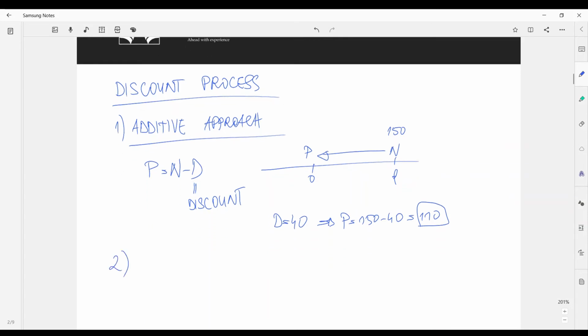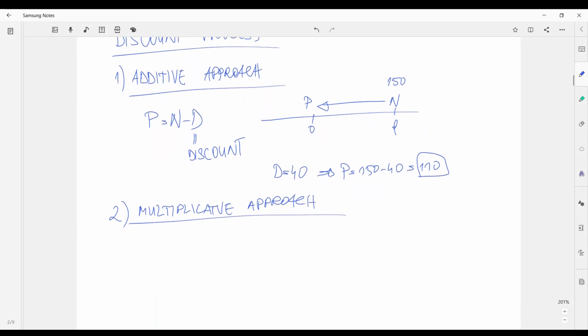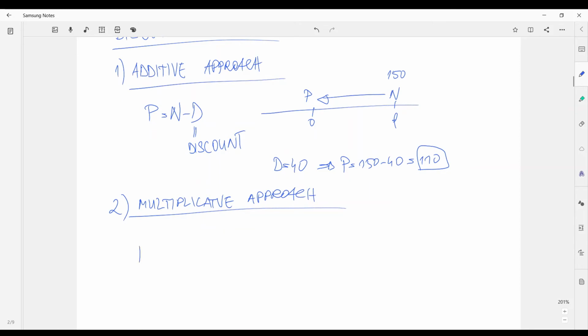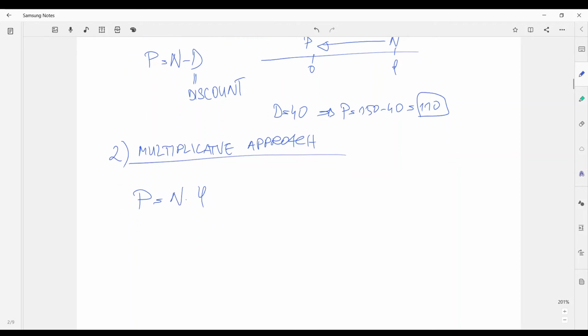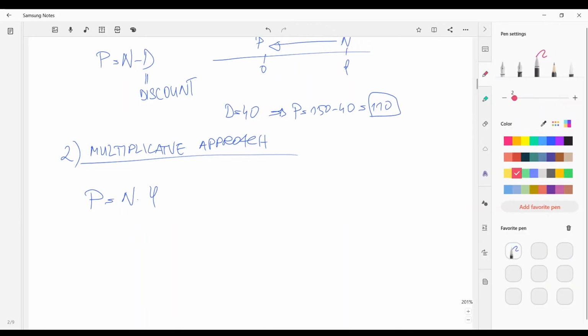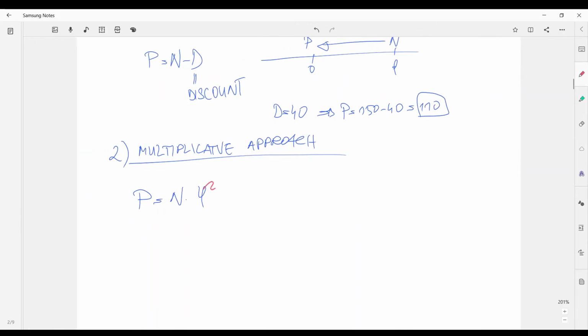Good. If we move on and we speak about the multiplicative approach for the discount process, it's again quite simple. I have the P, the present value that I need to find here, equal to the nominal value times the so-called phi. Phi is called the discount factor, and it's as important as the accumulation factor is important. So this is called discount factor.